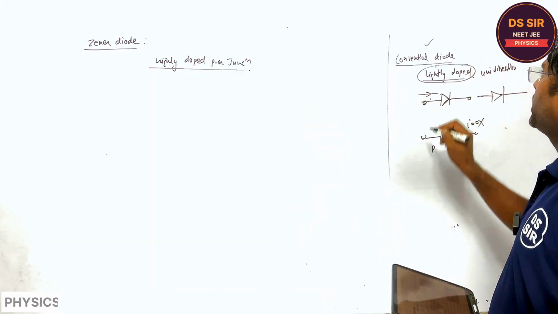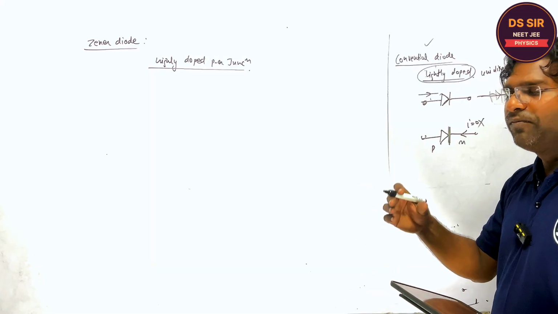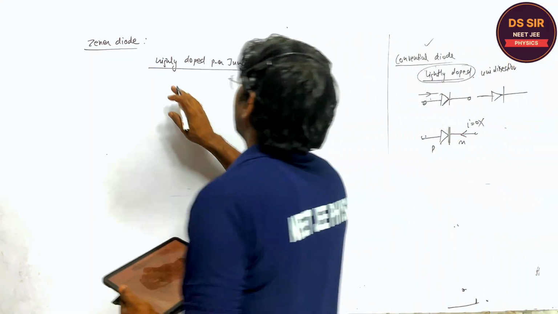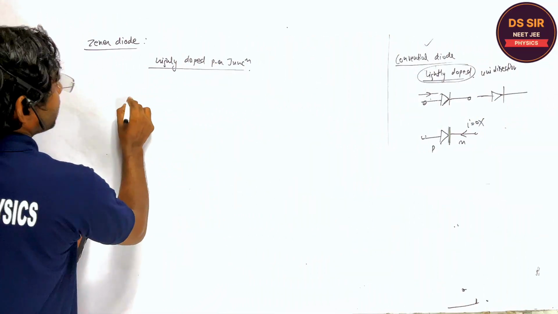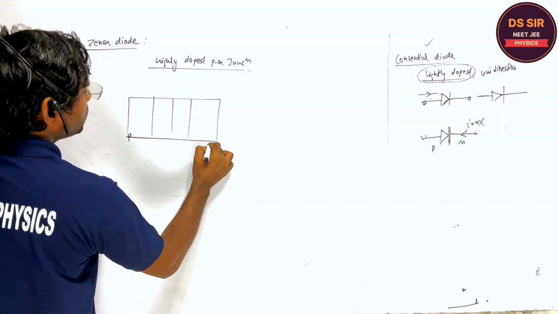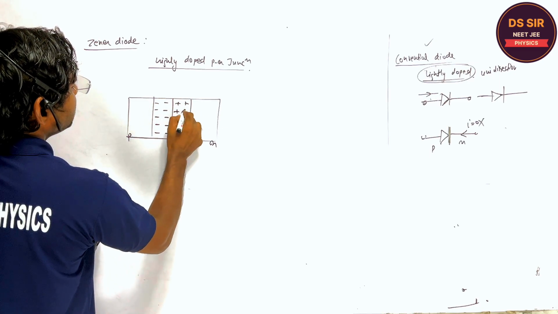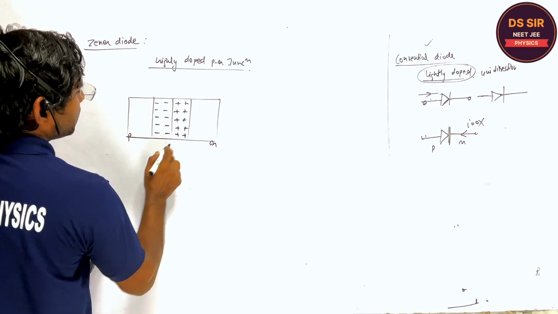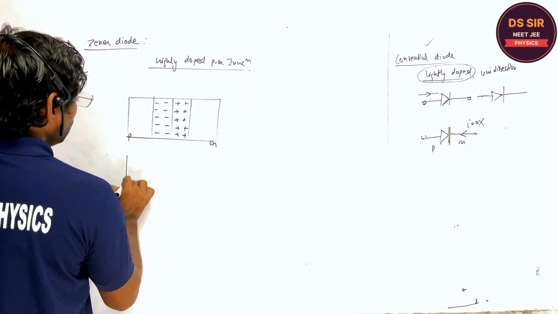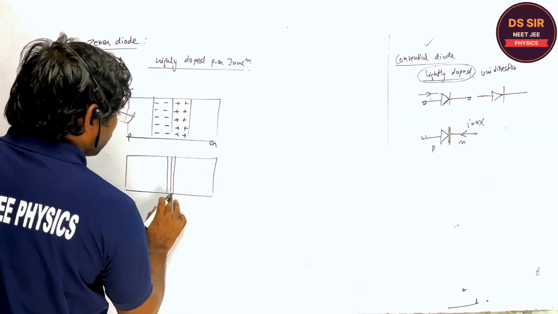If in this PN junction the semiconductor is highly doped, meaning if we increase the concentration of the impurity, then what happens? Listen to one thing. In the conventional diode, suppose this is the P and this is N, this is the negative, and this is the depletion region, right? If doping is high, so this is the depletion region. The depletion region is very small, right?